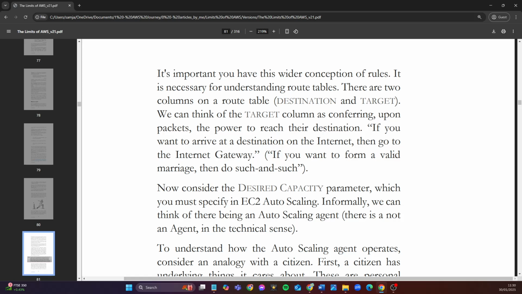There are two columns on a route table: destination and target. We can think of the target column as conferring upon packets the power to reach their destination. If you want to arrive at a destination on the internet, then go to the internet gateway. More generally, if you want to form a valid marriage, then do such and such. Same kind of idea.